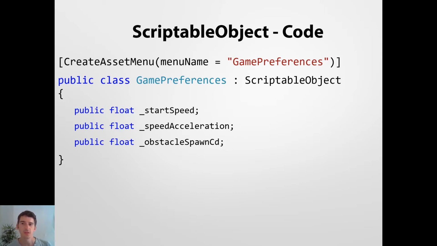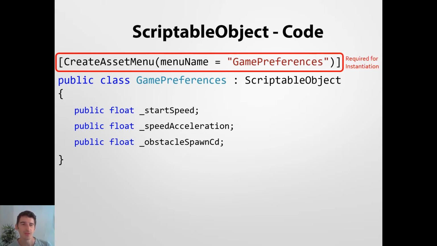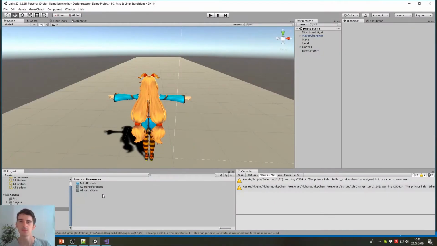what it does. So the first thing that really jumps into your face is we have this strange attribute up there, and it says CreateAssetMenu, and it says the menu name is Game Preferences. And due to the nature of scriptable objects, they cannot be instantiated with a new command, and thus you need to add this attribute so you can create them from the editor.